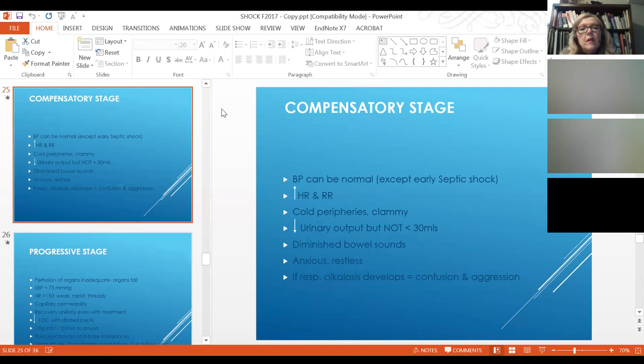And so we've already alluded to some of these comments around the compensatory stage. In the early stages, as we've already mentioned, the vital signs are normal. You're comforted thinking, oh yeah, vital signs are stable, not a problem. But in fact, the damage is occurring at the microcellular level. The patient may have an increase in heart rate and respiratory rate. Heart rate may be up by 10 beats only. The patient becomes cold in the peripheries, clammy. Urinary output is diminishing, but still maintaining 30 mils an hour because there's an adequate blood pressure perfusing the kidneys. Blood is being shunted away from the GI tract, so you're going to hear decreased bowel sounds. This is when the patient gets a little bit anxious, a little bit restless.